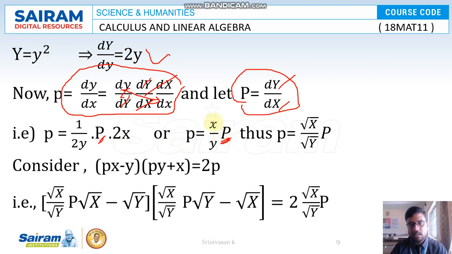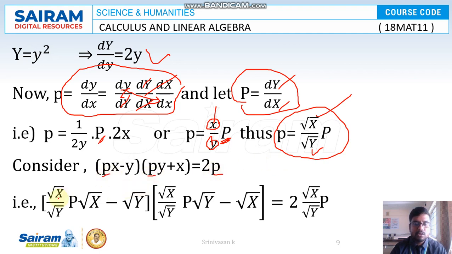This is capital and this one is small, so we have to make this one capital by the condition. So clearly x equal to root capital X, y equal to root capital Y. So p equal to root capital X divided by root capital Y into capital P. Now consider the equation px minus y into py plus x equal to 2p. Substitute the p value in each and every term.